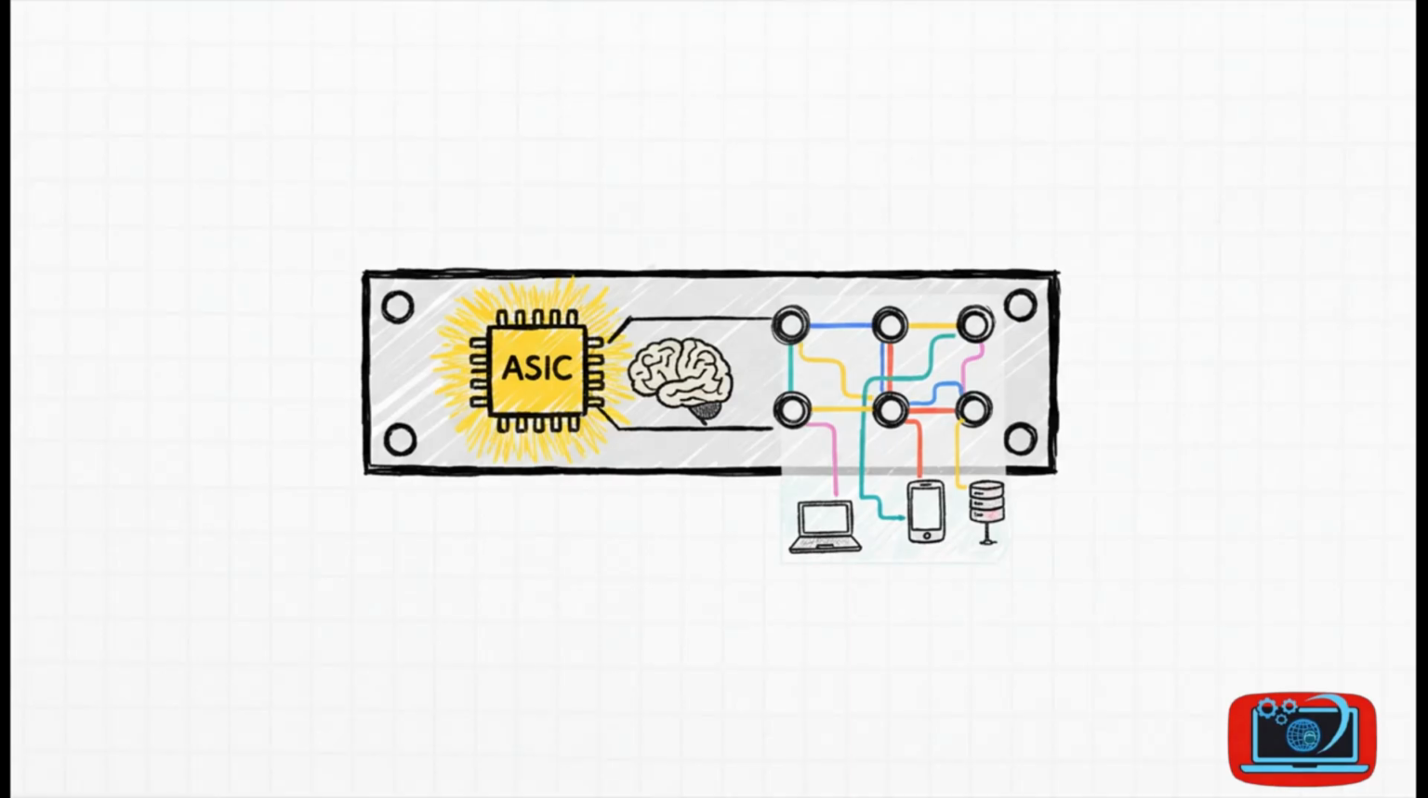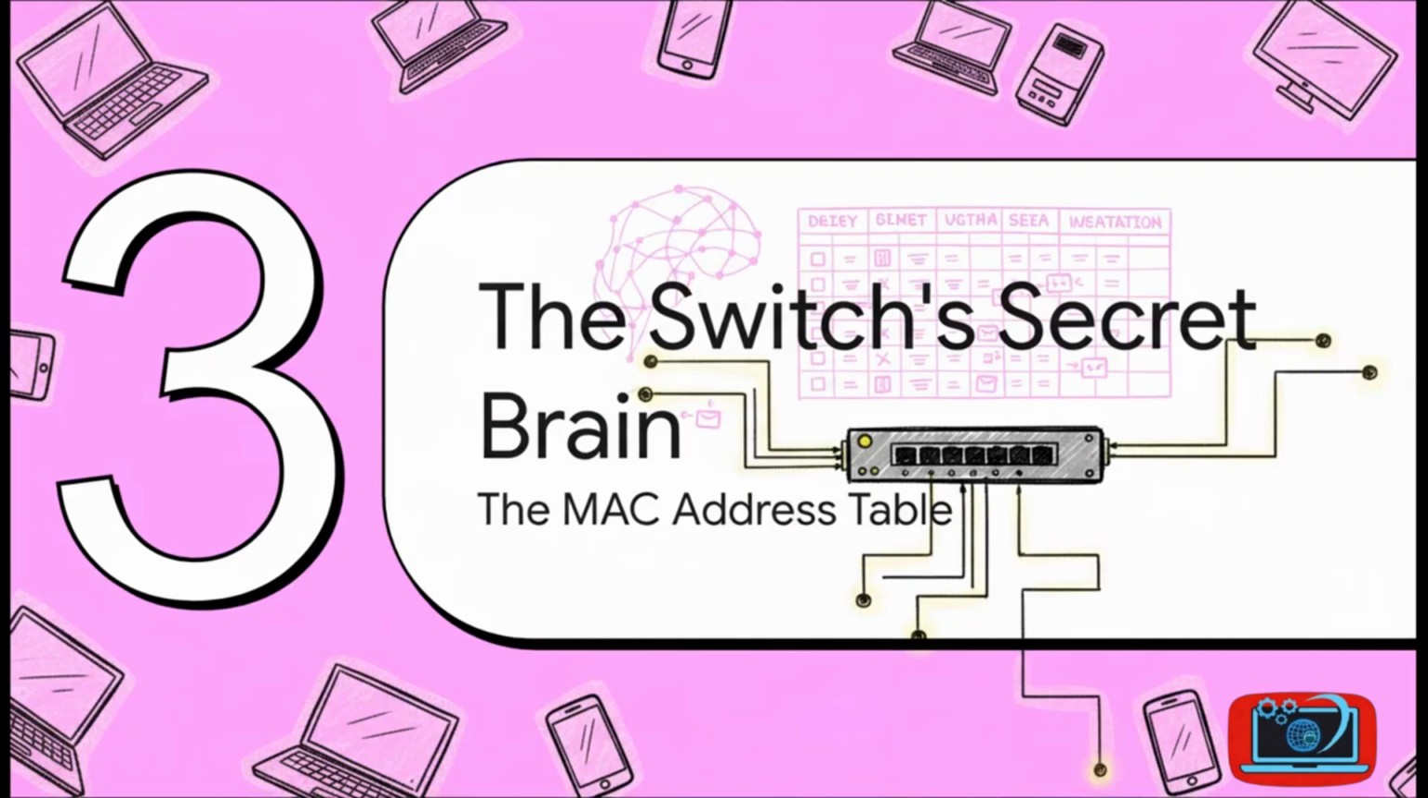So what's the big difference? Unlike a hub, a switch actually has a brain. It's a specialized little chip inside called an ASIC, and its entire job is to learn. It builds a map of the network, figuring out exactly which device is plugged into which port. So how does this brain actually build that map? What's the secret? Well, it all comes down to one critical component, the MAC address table.